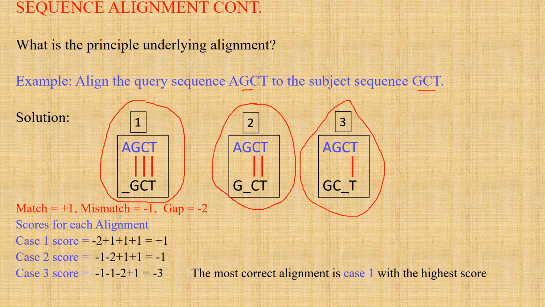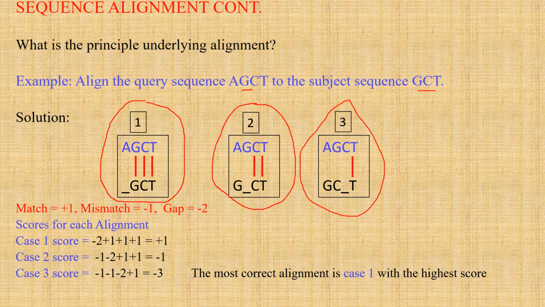Now, a gap is the worst, because it means that any nucleotide can come in here. So its score or value should be lesser than that of a mismatch. So the computer gives it an arbitrary value, minus 2. Now, if we take case 1, let's calculate the final score.